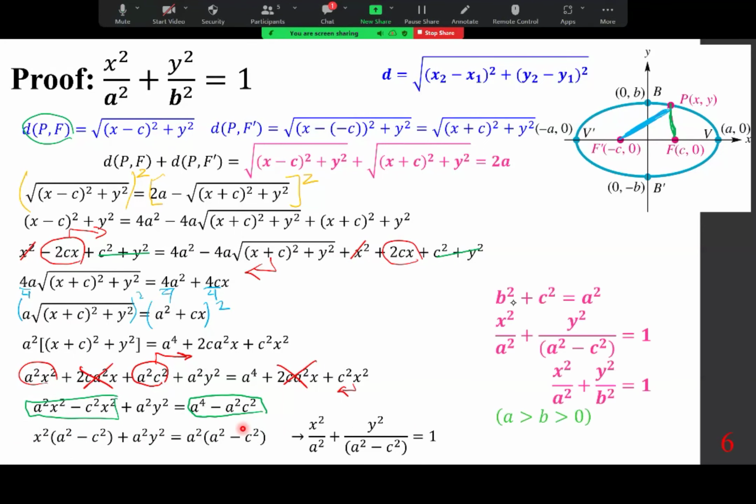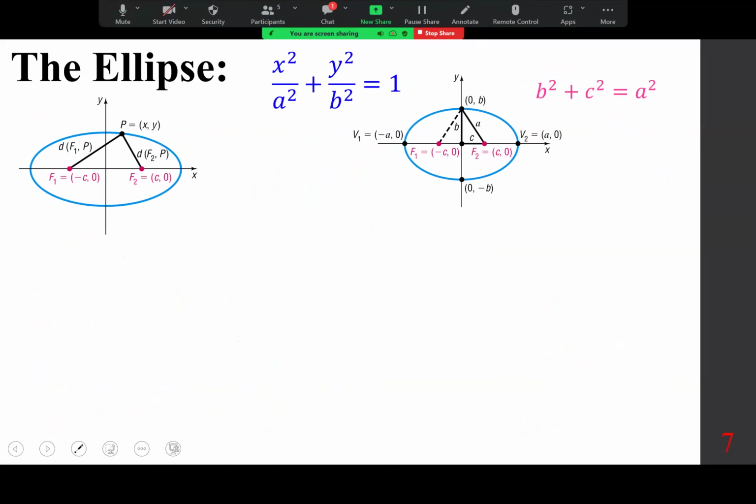And we remember b squared plus c squared equals a squared. Which means a squared minus c squared is b squared. This is the formula if a is larger than b, larger than 0. You're not responsible for the proof. If you could follow it, that'd be fantastic. So we said x squared over a squared plus y squared over b squared equals 1, b squared plus c squared equals a squared, and we are assuming a is larger than b, of course.